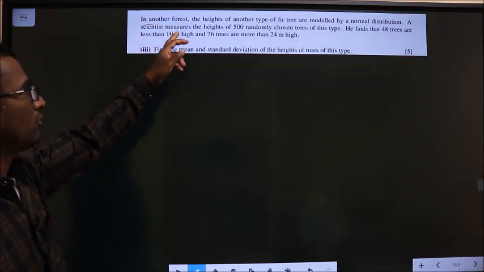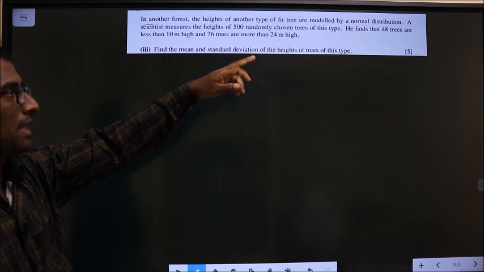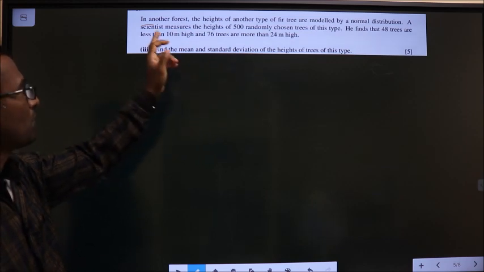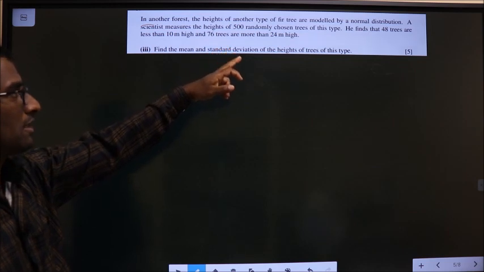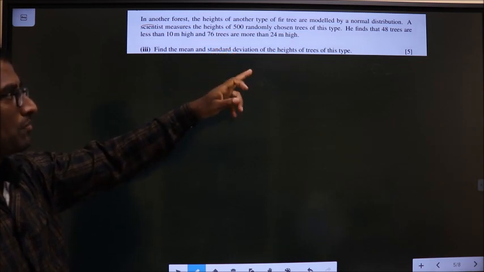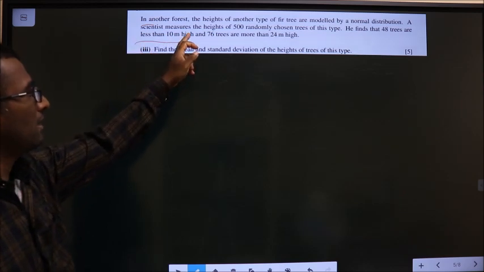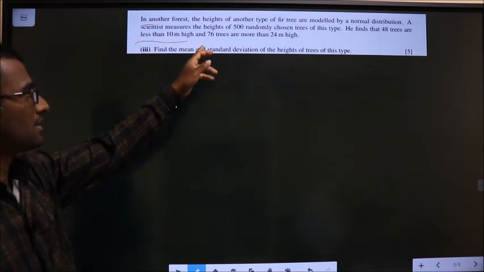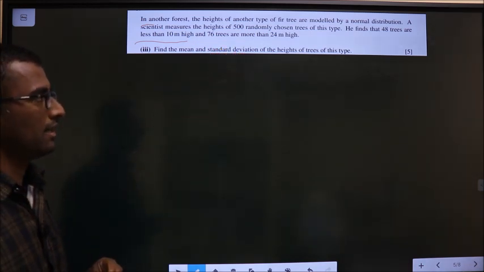In another forest, the heights of another type of tree are modeled by a normal distribution. A scientist measures the heights of 500 randomly chosen trees of this type. He finds that 48 trees are less than 10-meter high and 76 trees are more than 24-meter high.